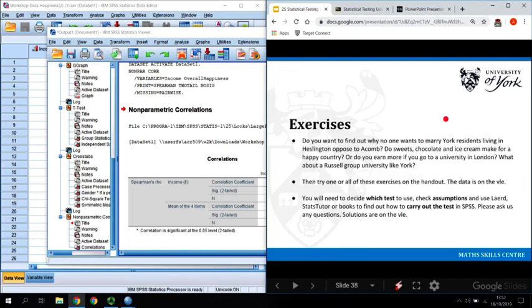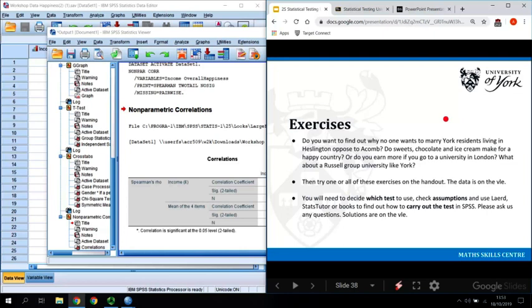These exercises take real data that we've harvested from the internet to show you that statistics can be useful in answering real questions. So if you want to find out why no one wants to marry York residents living in Heslington as opposed to Acomb, you might be interested in that, being a student living in Heslington. You can look at the census data we've pulled out. You might want to look at the association between sweets, chocolates and ice cream consumption for our country and how happy that country is. Or if you want to think about how much you're going to earn in the future as a University of York student as opposed to a student living in London, you might want to look at the data we've got on that for you.